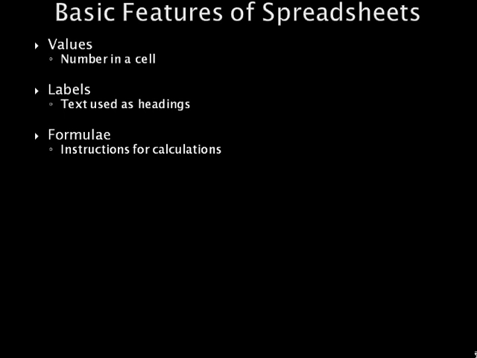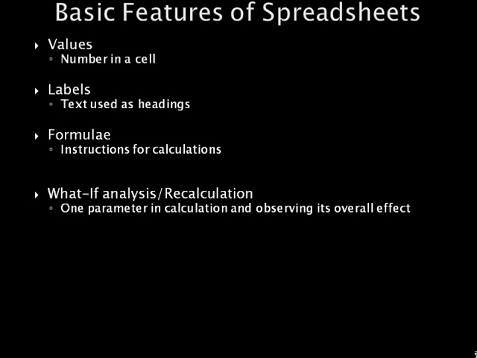What-if analysis or recalculation. This refers to changing one parameter in a calculation and observing its effect on an overall calculation. In a spreadsheet where formula are used, one can simply change the contents of the cells that are referred to in the formula, and the latter will recalculate the value automatically. For example, changing the quantity sold for one item will result in a change in the sales figure for that item, and, in turn, causes a change in the total sales figure. By manipulating the values, users can use spreadsheet formula to explore different options.